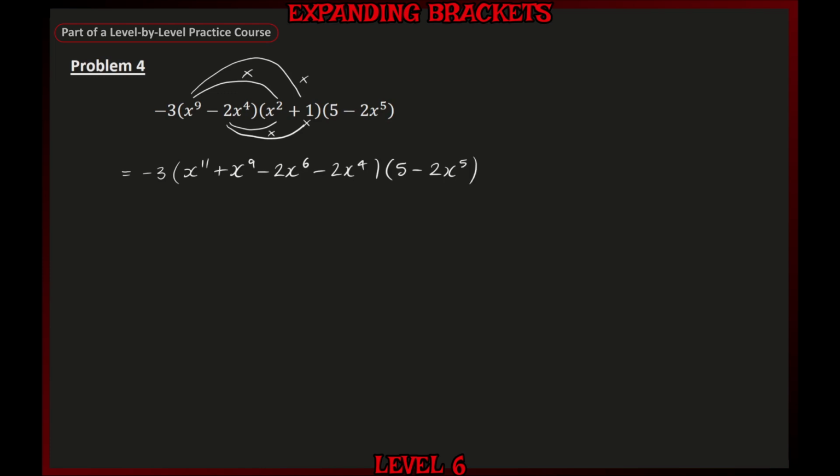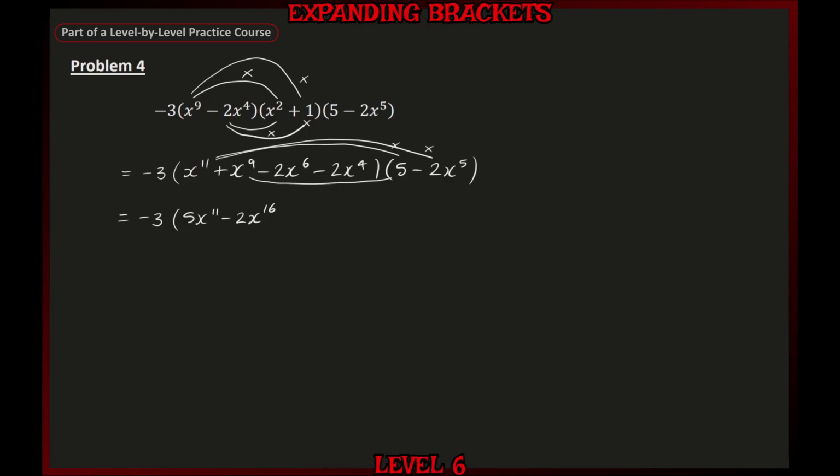Now in this first bracket we have no like terms, so we can't simplify, so we can go straight into multiplying. So again I'm going to leave the minus 3 where it is and I'm going to start multiplying these terms together. So we have x to the power of 11 times 5 is 5x to the power of 11. X to the power of 11 multiplied by minus 2x to the power of 5 is minus 2x to the power of 16. Again we add those powers together.